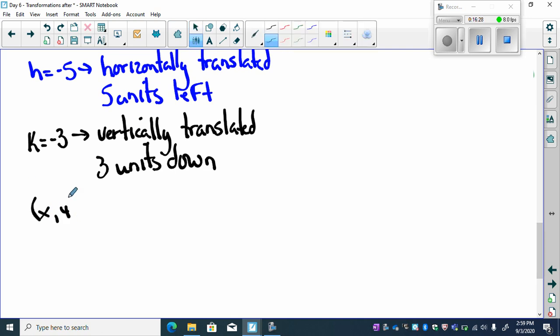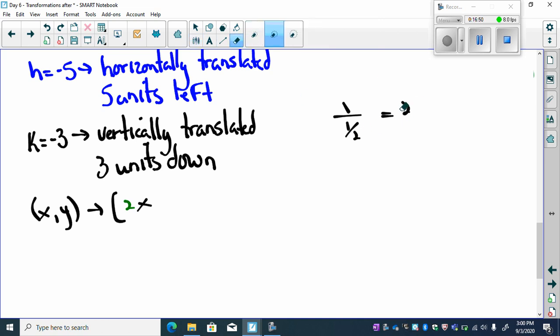My mapping rule would look like this. (x, y) would become, the horizontal stretch factor was 2, so it would be 2 times x. If you're wondering where that 2 comes from, if you went 1 divided by 1/2, that equals 2. 1 times the reciprocal of 1/2 would be 2, so 1 times 2 would be 2.